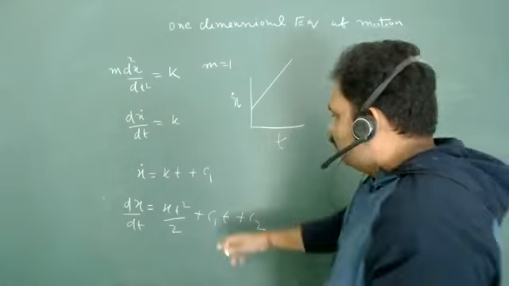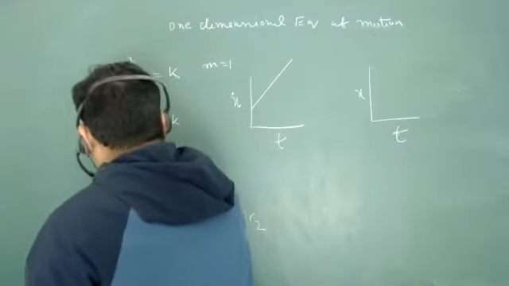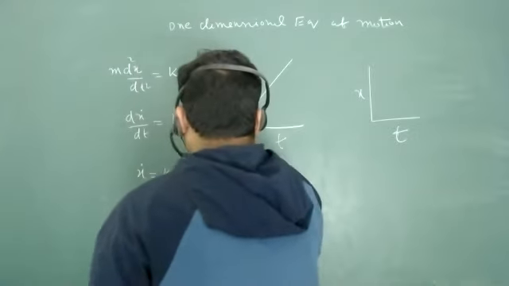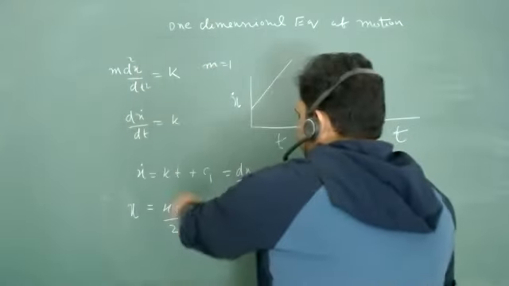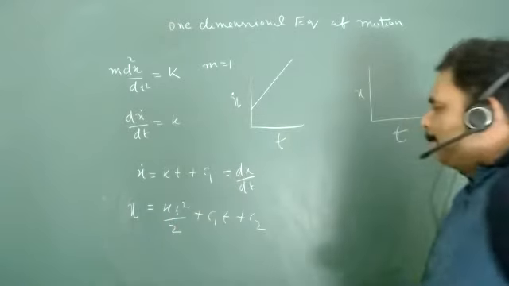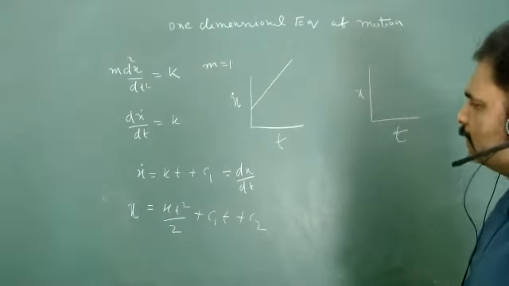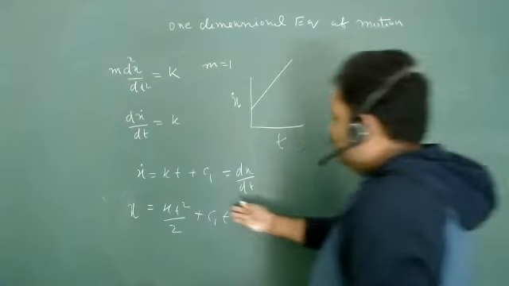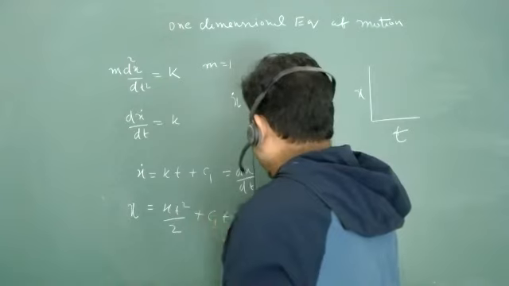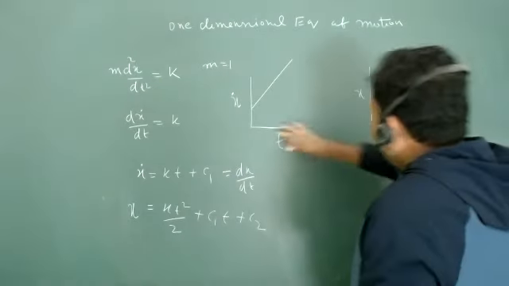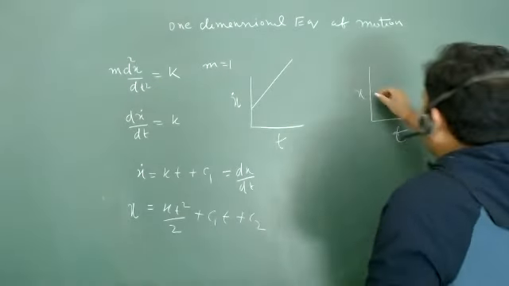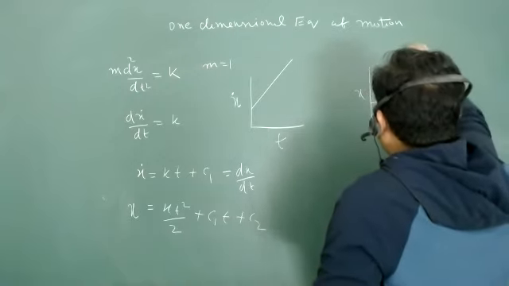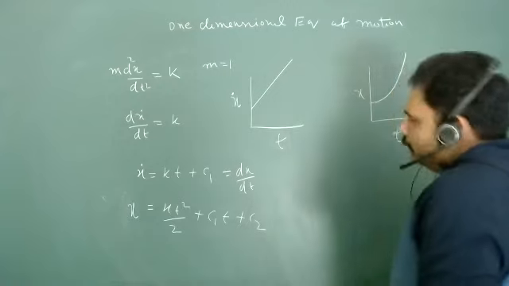And what about x? Sorry, this is actually dx upon dt. And what about this equation? What kind of equation is this? Parabolic. This is a parabolic equation. Exactly. Suppose I am putting t is equal to 0. We have to start with c2, and I am just talking about positive time. So it will start from c2 and go in a parabolic shape.